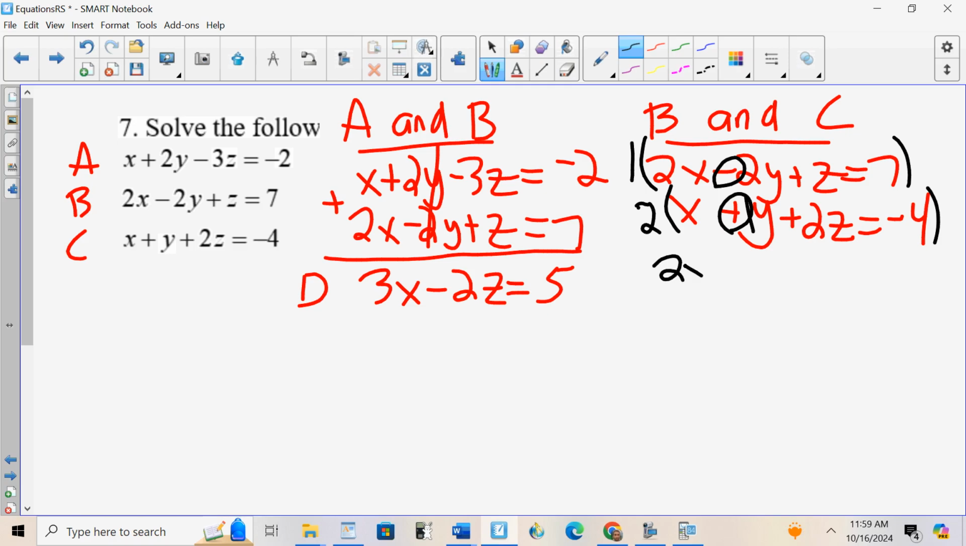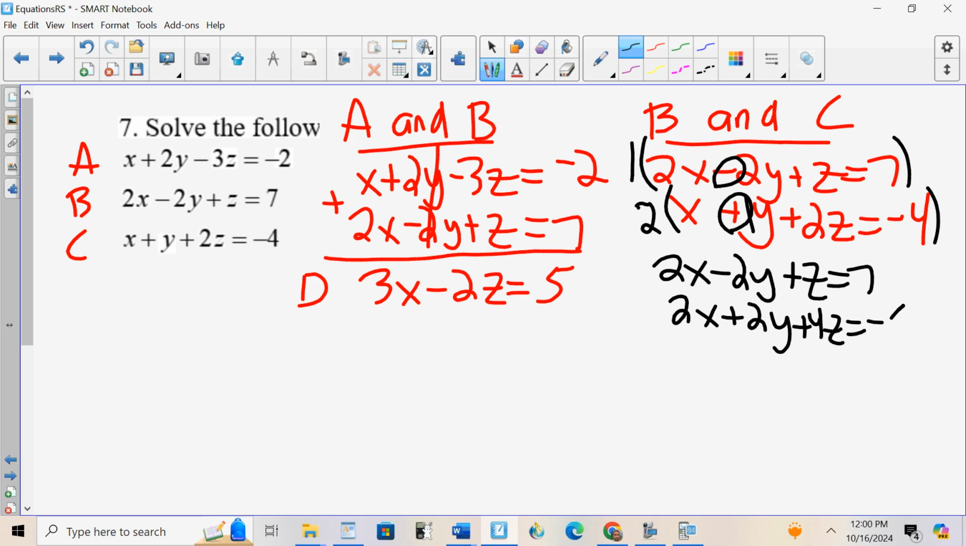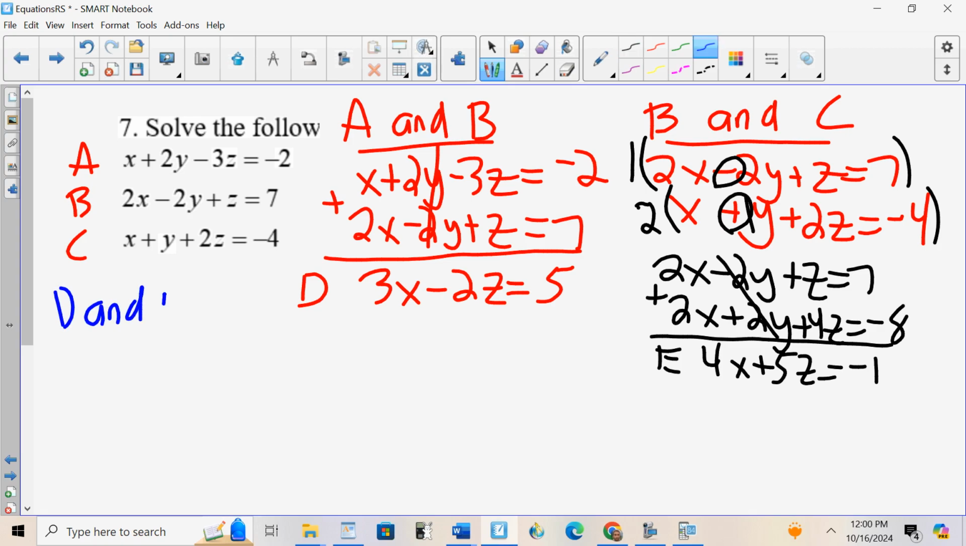I multiply everything through. 2x minus 2y plus z equals 7. On bottom, 2x plus 2y plus 4z equals negative 8. Now I add them together. Y's cancel. 4x plus 5z equals negative 1. That's E. Now I take D and E and I do a 2x2 system that we did back in Algebra 1. So I've got 3x minus 2z equals 5. I've got 4x plus 5z equals negative 1.